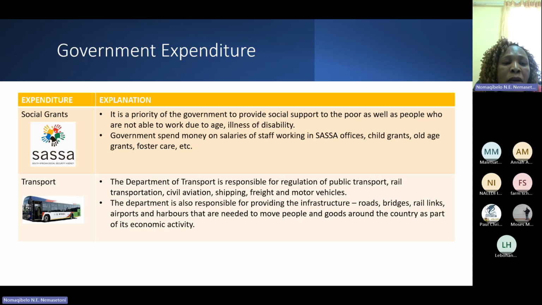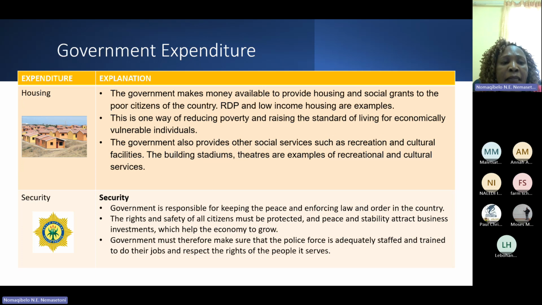The other part is allocated for transport, where the Department of Transport is responsible for the regulation of public transport, rail transportation, civil aviation, shipping, freight, and motor vehicles. The department is also responsible for providing the infrastructure, that is the roads, the bridges, the rail links, the airports and harbors that are needed for us to be connected to other countries economically.